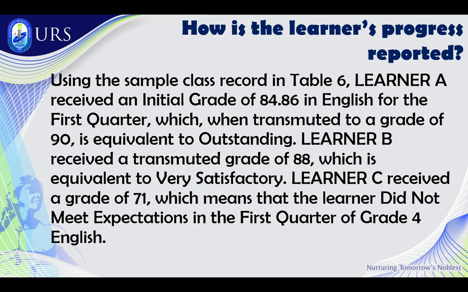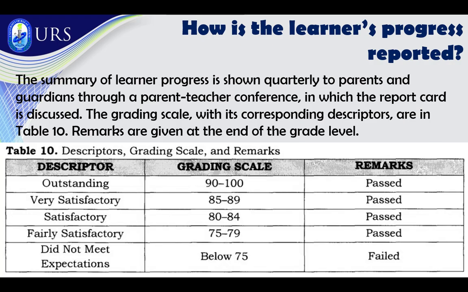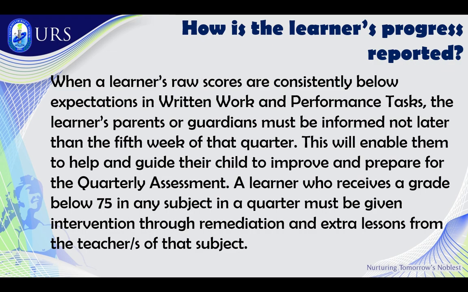So, kapag naman po ang bata ay nakakuha ng 71, katulad ni learner C, balikan po natin dito. So, below 75 is fail. So, hindi po na-meet yung expectation na dapat na-expect po sa isang student. So, when a learner's raw scores are consistently below expectation in written work and performance tasks, the learner's parents or guardian must be informed not later than the 5th week of that quarter.